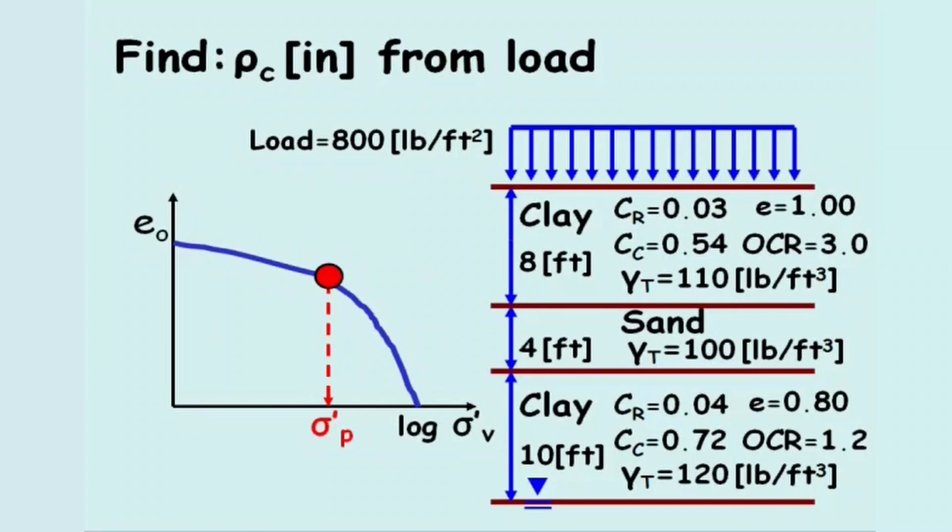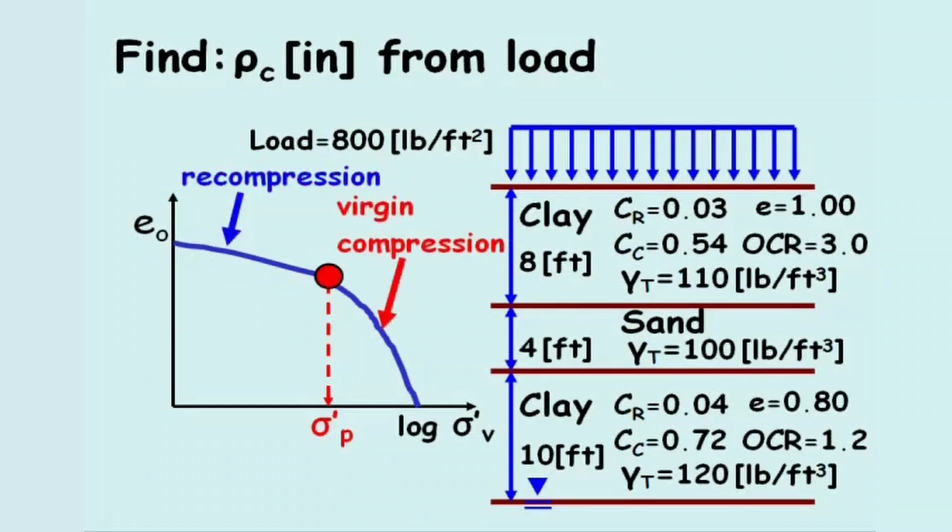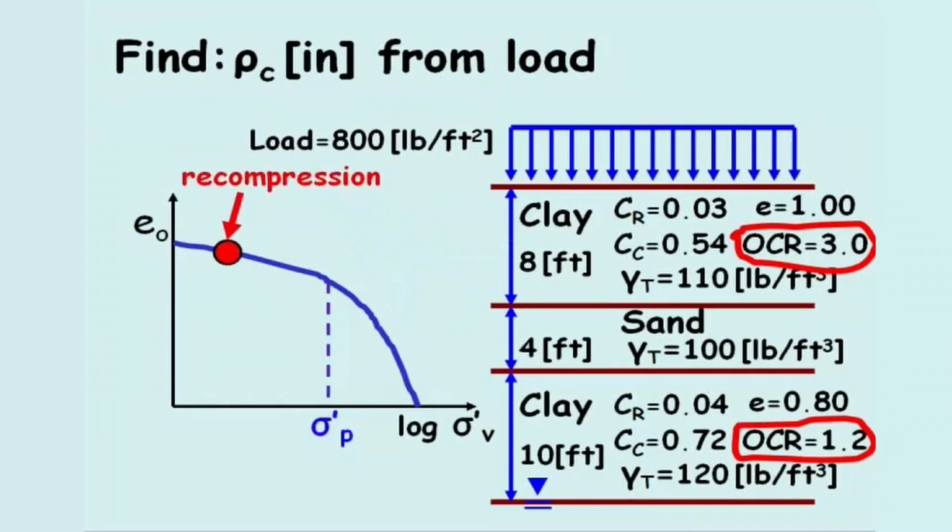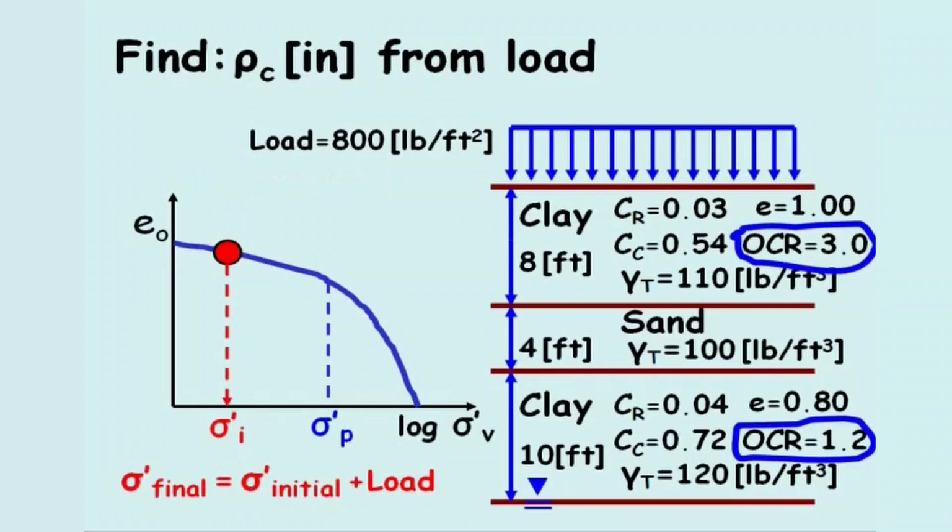If the soil is normally consolidated, the point on the curve would be here, with the recompression curve to the left of the point and the virgin compression curve to the right. Since we notice that both clay layers are overconsolidated, they would both begin on the recompression curve. The final vertical effective stress of the soil equals the initial vertical effective stress plus the load.